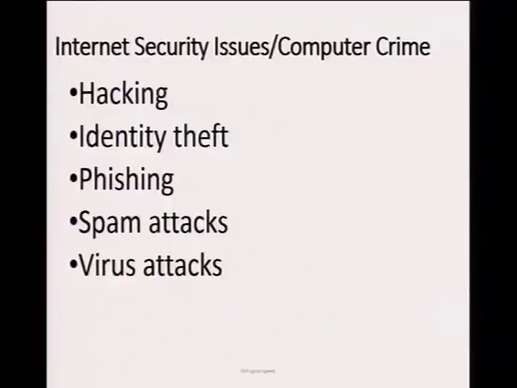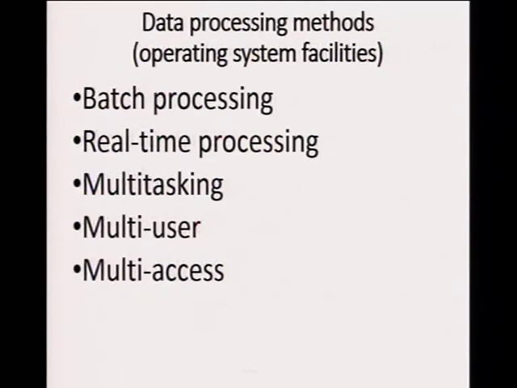Phishing is when an email is sent to a user pretending to be someone else in order to get the user's information or data. Spam attack and virus attack are also some of the internet security issues or computer crimes. Study them and be able to explain them in your own way and understanding. Let us look at another area known as data processing methods, otherwise the operating system facilities.